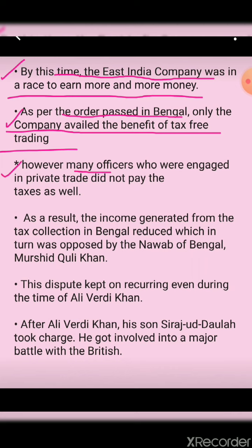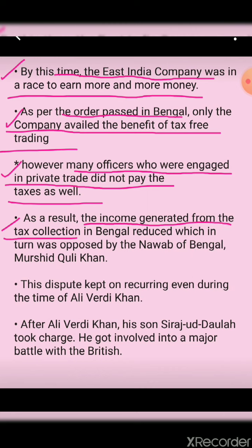However, many officers who were engaged in private trade did not pay the tax as well. They were also not paying what? That is tax. Okay, then. As a result, the income generated from the tax collection in Bengal reduced, which in turn was opposed by the Nawab of Bengal, Murshid Quli Khan.